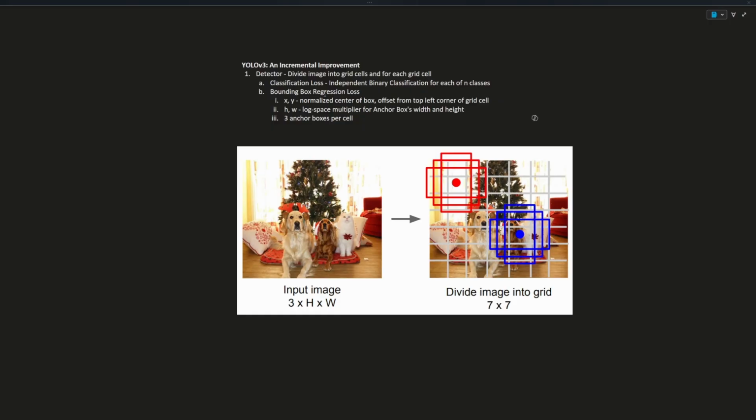Now on the regression side, the center of the box we're predicting remains the same. We're still predicting the offset from the top left corner of each grid cell, so this red dot or this blue dot. But instead of referencing height and width to the entire image's height and width, we reintroduce anchor boxes, specifically 3 for each cell. And what we're predicting specifically is a multiplier for each anchor box's width and height to determine our predicted bounding box's width and height. So in a way, we're still predicting how to stretch and shift the anchor box.